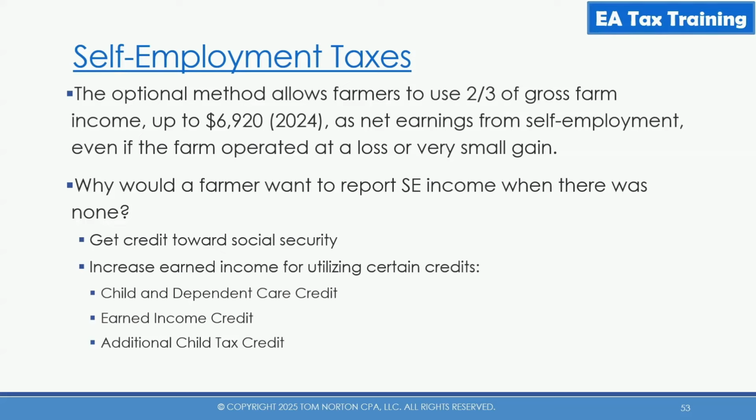So that's one reason. And then secondly, it can increase their income and specifically their earned income for utilizing certain credits. Remember, back in part 1, we talked about these credits. A lot of them you had to have earned income in order to take advantage of the credit. So the child and dependent care credit, the earned income credit, and the additional child tax credit. So those are all reasons the farmers might want to take advantage of this.